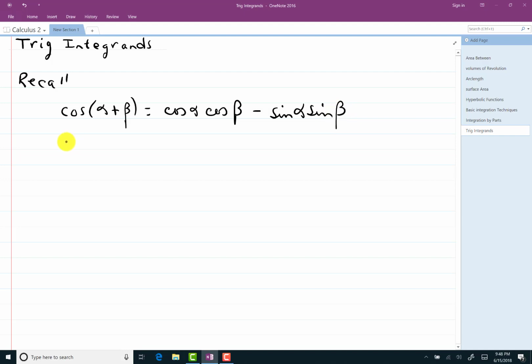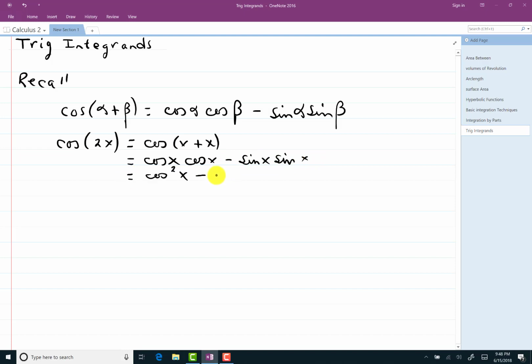So let me change that then to cosine of 2x, and you can think of that as cosine of x plus x. And so x is both the alpha and the beta in this situation. So you get cosine x, cosine x, minus sine of x, sine of x. And that'll equal cosine squared of x minus sine squared of x. Of course, I can replace sine squared of x with 1 minus cosine squared of x. And we'll end up with 2 cosine squared of x minus 1.